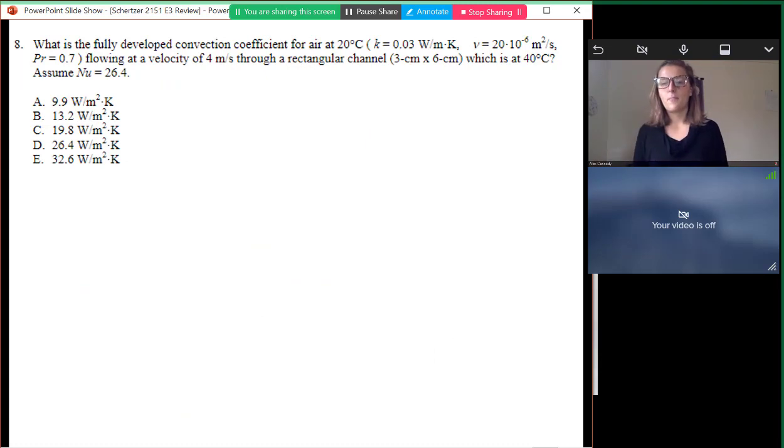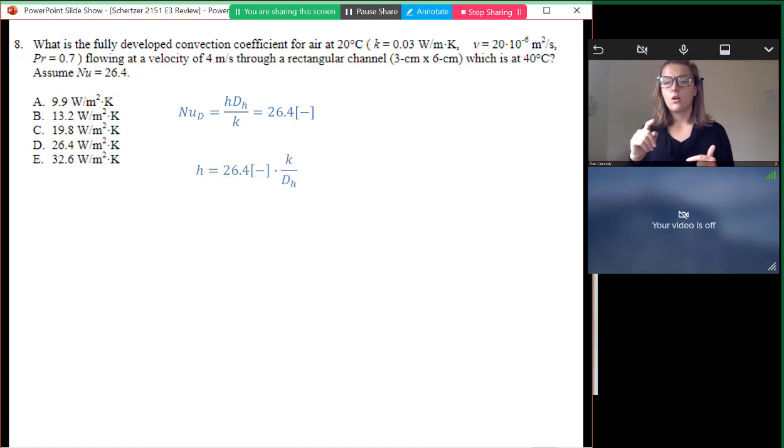For part 8, what is the fully developed convection coefficient for air at 20 degrees Celsius flowing at a velocity of 4 meters per second through a rectangular channel that's 3 centimeters by 6 centimeters, at 40 degrees Celsius? And we're told a Nusselt number. From the definition of Nusselt number, I can get an analytical expression for the heat transfer coefficient.